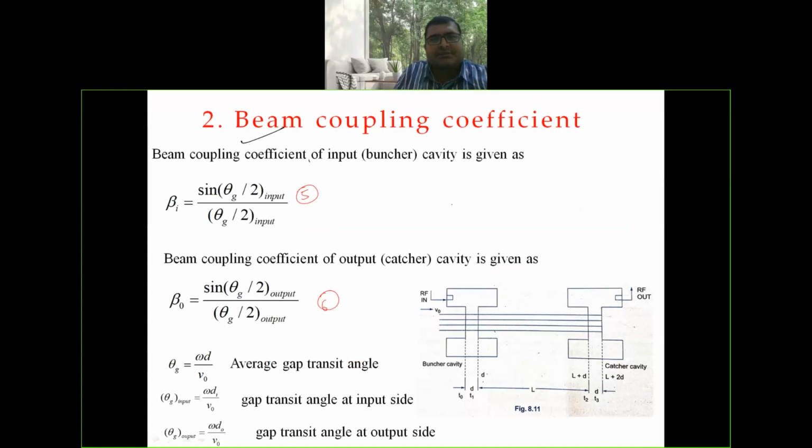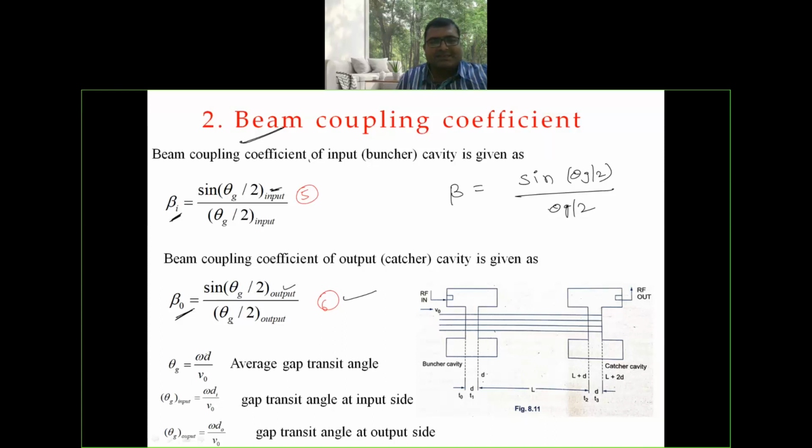The beam coupling coefficient general formula is beta is equal to sine theta g by 2 by theta g by 2. Now here, if we are supposed to determine the beam coupling coefficient at the input side, then this should be subscripted as I. And at the output side, beta naught is equal to sine theta z by 2 at the output side, by theta z by 2 at the output side, given by equation number 6.